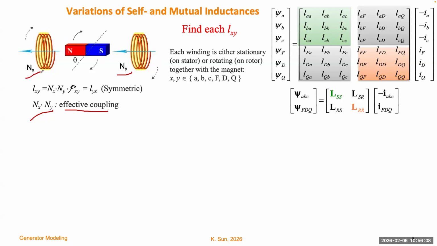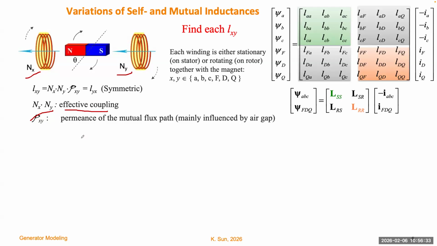So we can treat each N as a phasor with an angle. When the angle is 0, the inner product of the two phasors has the maximum value. But when they become orthogonal, the effective coupling becomes 0. So we can use this to model the relative positions.